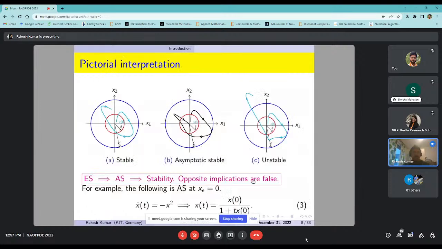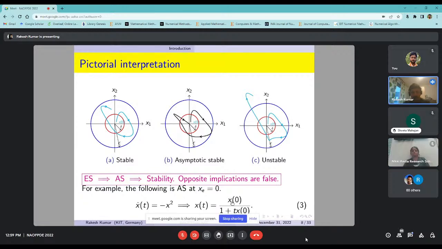This is the pictorial interpretation. These are the solution curves, and in that case we call it asymptotically stable. Exponential stability implies asymptotic stability. Suppose the differential equation is x dot equal to minus x squared. Then we can solve this. Fortunately, x(t) is equal to this analytical solution, and x(0) is the initial condition. We can see that if you put 0, then 0 will be the equilibrium, which is why it is converging to the equilibrium point. In that case, we call it asymptotically stable.